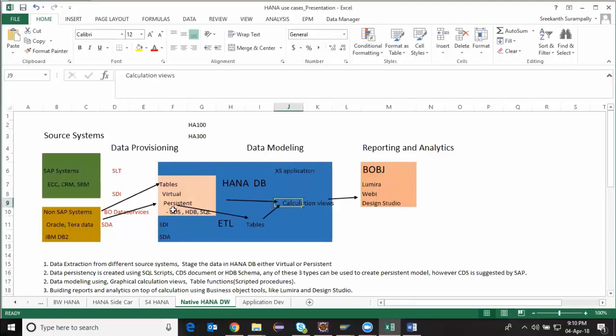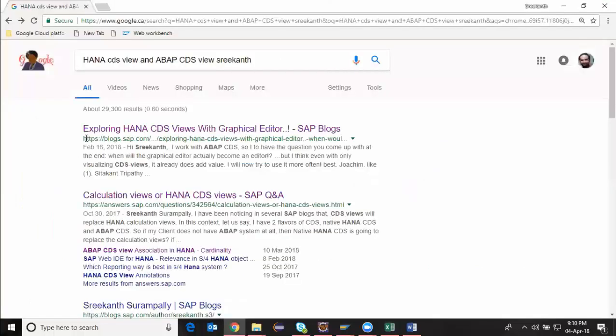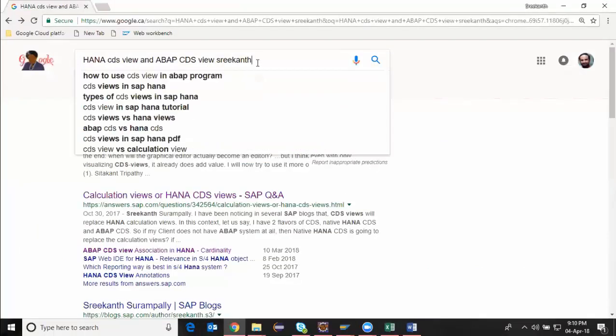I don't know why they are saying that, because you can also do in a CDS view what a calculation view can do, with complex logic, but SAP is still saying it is more optimized to have calculation views for analytics. So go with that. If you want more details, yes, as I said, put this topic and put the name.